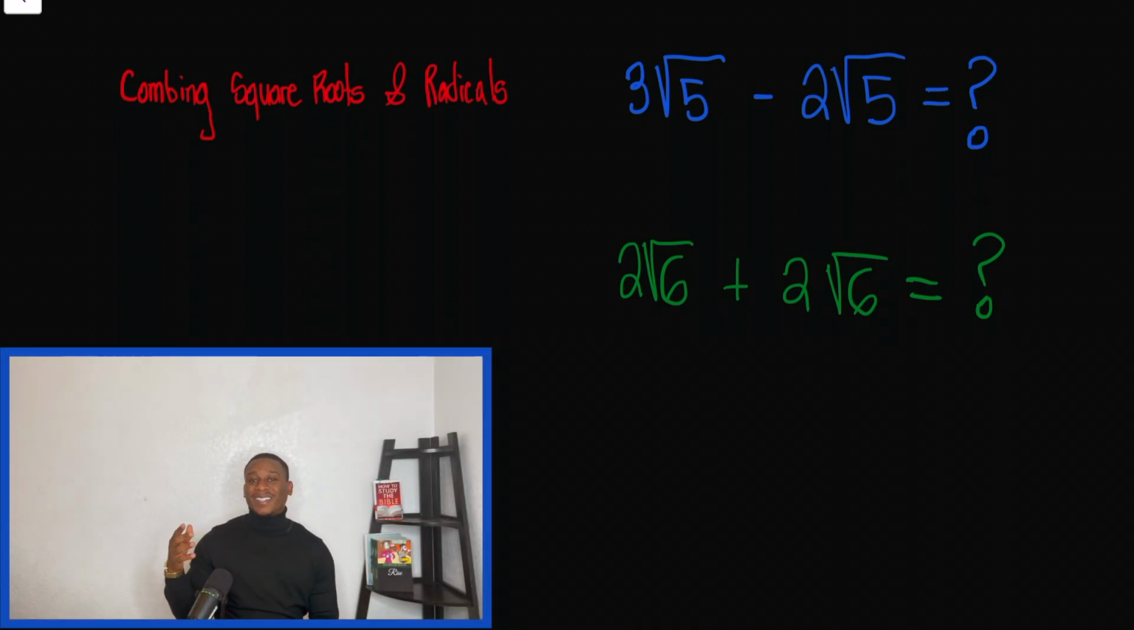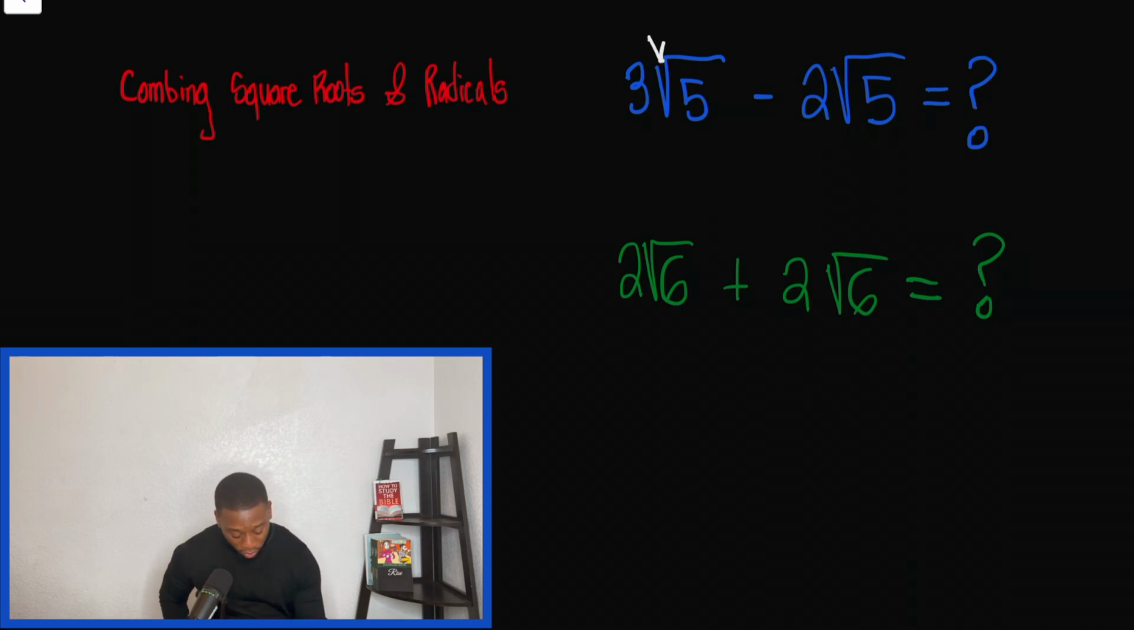What's up, everybody? Today, I'm going to be talking about combining radicals, and I'm going to show you guys exactly how to do that. So, number one, the biggest thing that we have to understand is that when there is no number in the root, we should always know and assume that it is 2.